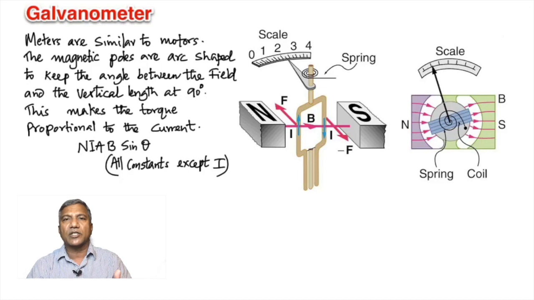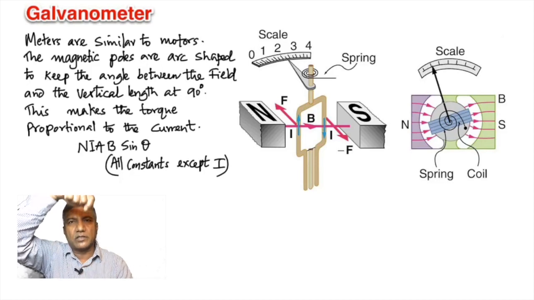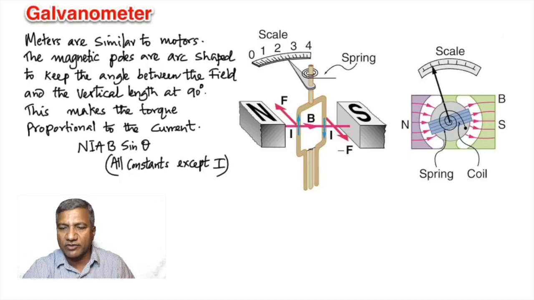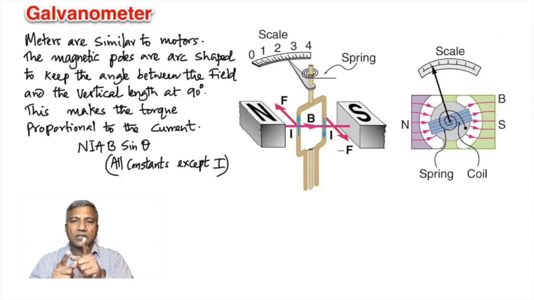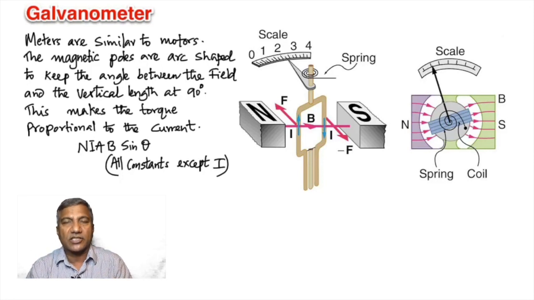So in order to make it do that, we need to have the coil pivoted or suspended, and then we also need to have a spring as shown here, because when you switch off the current, you need the coil to come back to the original position. All right, so same construction as a motor, except that you don't have the split ring and the brushes, because you're not looking to make it rotate continuously in one direction.